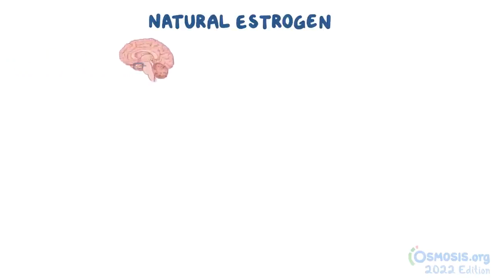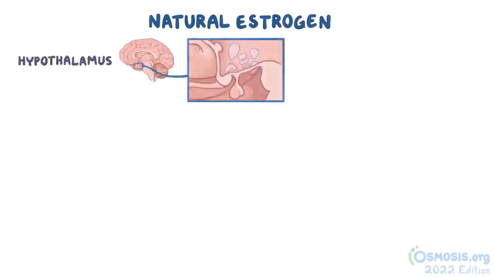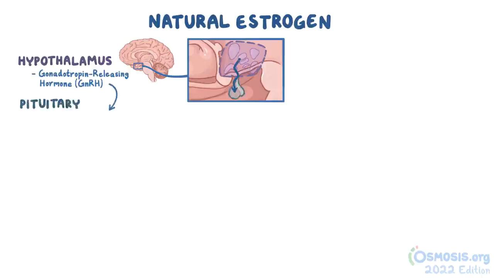But first, let's talk a bit about natural estrogen, which plays a big role in the menstrual cycle. The hypothalamus, which is part of the brain, secretes gonadotropin-releasing hormone, or GnRH, which travels to the nearby pituitary gland and stimulates it to secrete two hormones: follicle-stimulating hormone, or FSH, and luteinizing hormone, or LH.